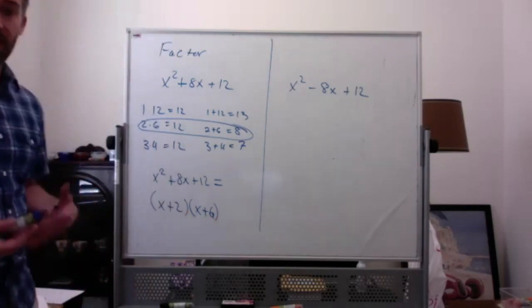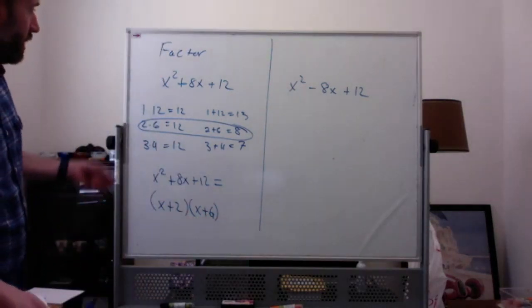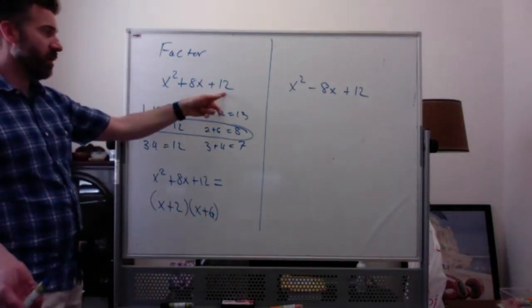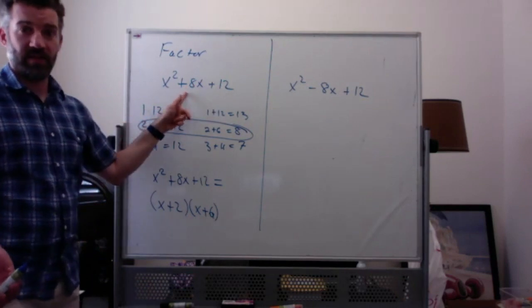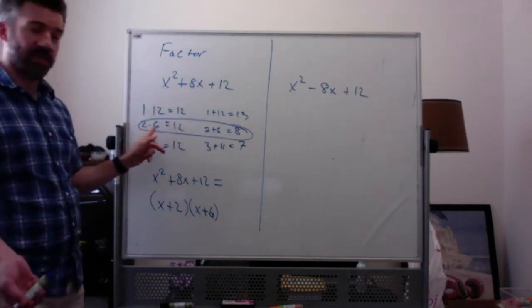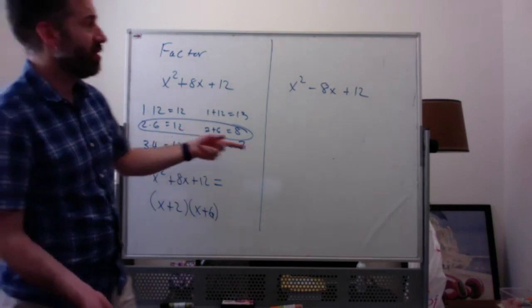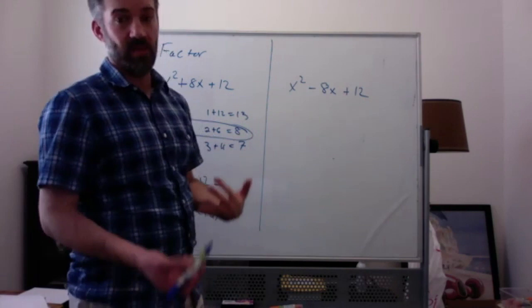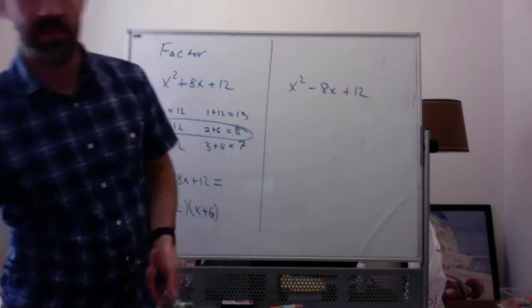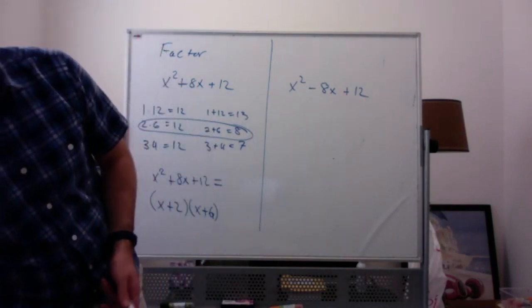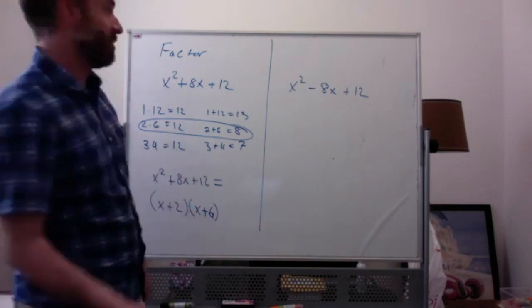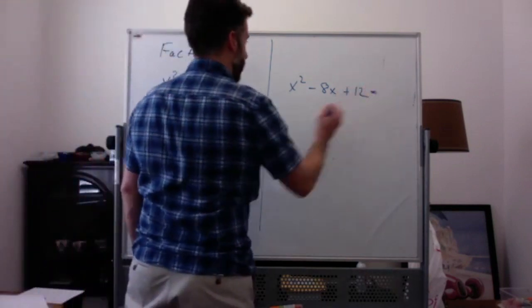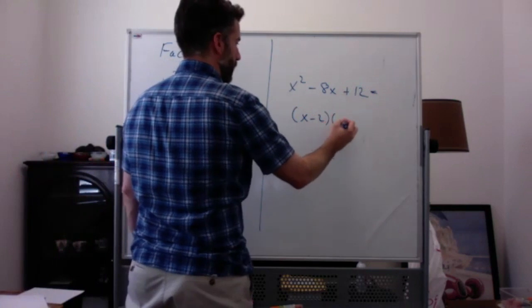And now here's what we get to kind of know automatically. Here we were looking for numbers that multiplied to 12 and added up to positive 8. And positive 2 and positive 6 were those numbers. Here, we're looking for numbers that multiply to 12 and add up to negative 8. So negative 2 and negative 6 are going to fit the same bill, right? They're going to multiply to positive 12. They're going to add up to negative 8. So here, this is going to factor as x minus 2 times x minus 6.